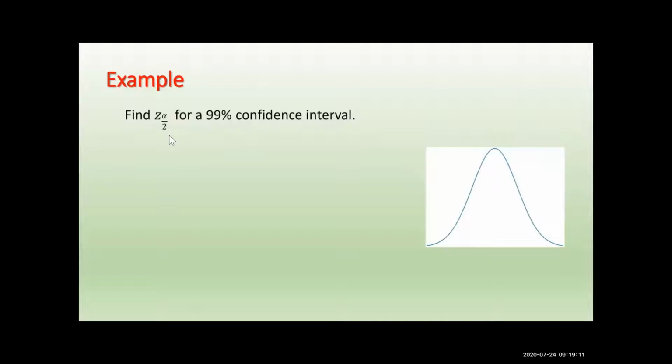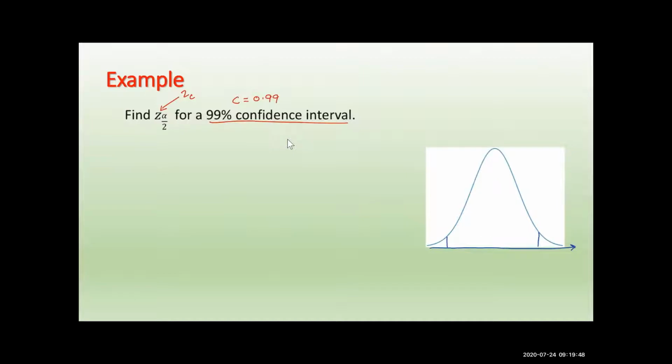Example: find Z alpha over 2 for a 99% confidence interval. So in this example, we have to find the Z alpha over 2, or Z critical, which is the same thing, for a 99% confidence interval. When I say 99% confidence interval, the area in the middle, C, is equal to 0.99. So the area in the middle is 99% or 0.99. We are going to represent that in our normal distribution here. Make sure you draw and label it like this.